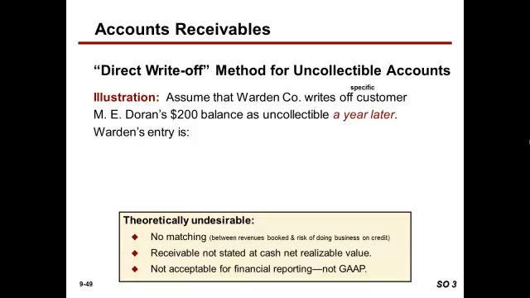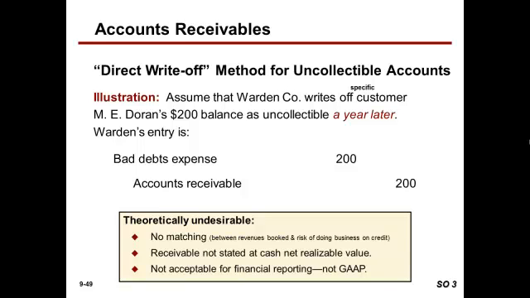So illustrating the direct write-off method, Ward & Company writes off a specific customer account, M.E. Dorans, for $200 as uncollectible a year later after they made a credit sale to them. What is Ward's entry to write this off under the direct write-off method? First of all, they've waited a year after the sale was booked, and now their entry is going to be debit bad debts expense, $200, credit accounts receivable, $200. The receivable credit brings that asset value down, and it's entirely expensed as bad debt expense, bringing down owner's equity.